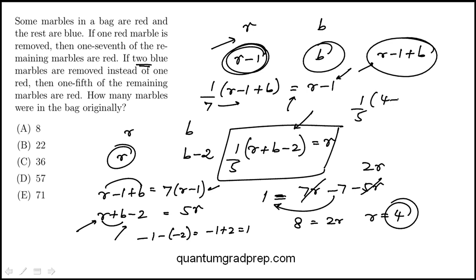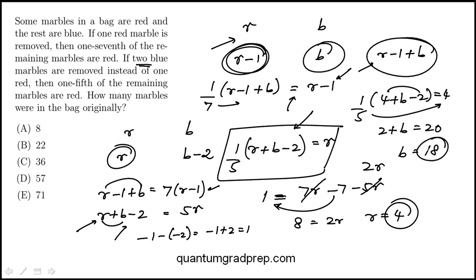1/5, 4 plus B minus 2 is 4. Move that over, that's 20. And this is going to be 2 plus B. So number of blue marbles is 18. That total, which is what they're asking, is 22, so the answer is B.